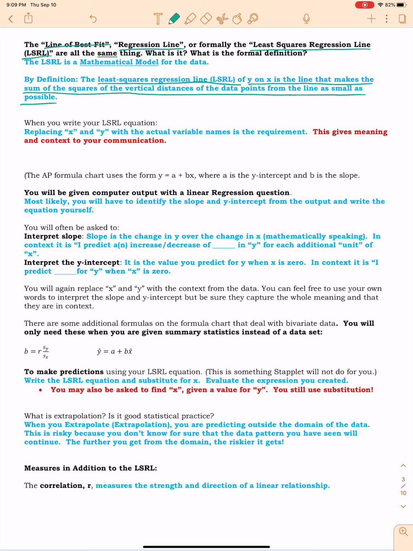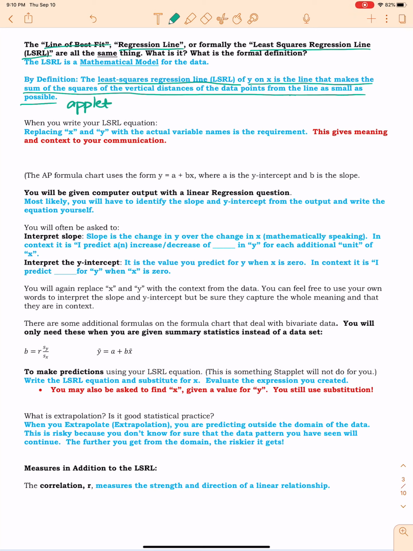So the technical definition: the least squares regression line of y on x is the line that makes the sum of the squares of the vertical distances of the data points from the line as small as possible. Ms. Griggs, I have no idea what you just said. I know, you're welcome. When we are in class together, I am going to show you an applet that shows this beautifully. You're going to love it because it's all going to make sense to you. So we will explore that together in class.